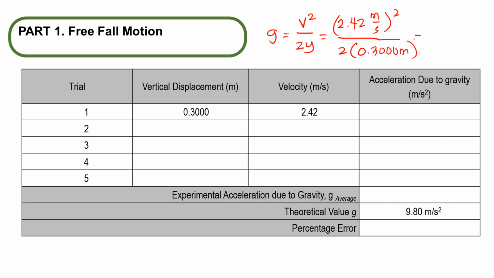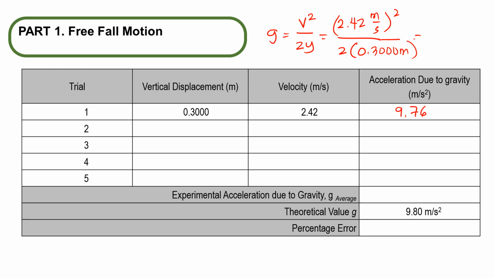Okay, so using our calculator, that will be equal to 2.42 squared, and then divided by 2 times 0.3, which is 0.6, and then the value here is 9.76. So the value of acceleration due to gravity here is 9.76 based on the given vertical displacement of 0.3 and velocity, which is 2.42.